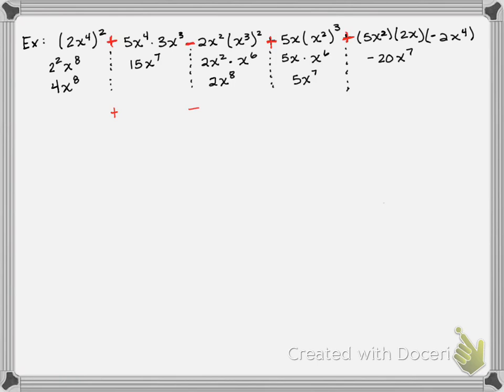So bringing down my addition and subtraction, that gives me 4x to the 8th plus 15x to the 7th minus 2x to the 8th plus 5x to the 7th plus negative 20x to the 7th. And now we just combine like terms, right? This wasn't so bad. It looks really daunting.